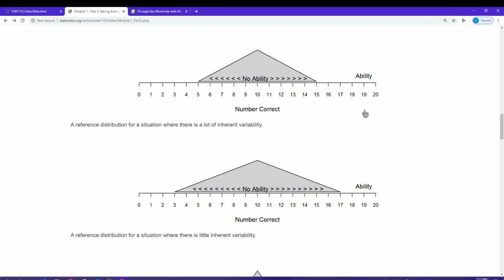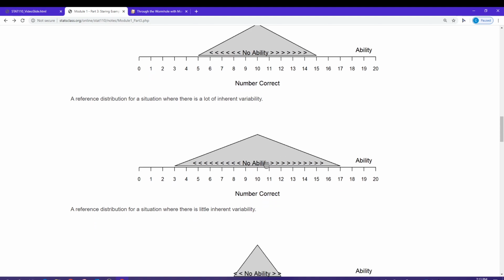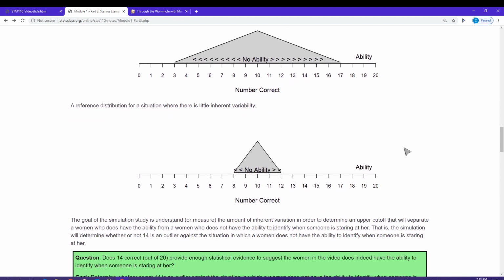Now, one of the main aspects from a reference distribution that we get is the amount of inherent variability. So here I have another picture where I have a lot of inherent variability. So this reference distribution or pyramid stretches all the way down to 3 and all the way up to 17. Or am I in a situation where my reference distribution doesn't have much inherent variability at all? So here my reference distribution, or my pyramid, goes down to about 8 and up to about 12.